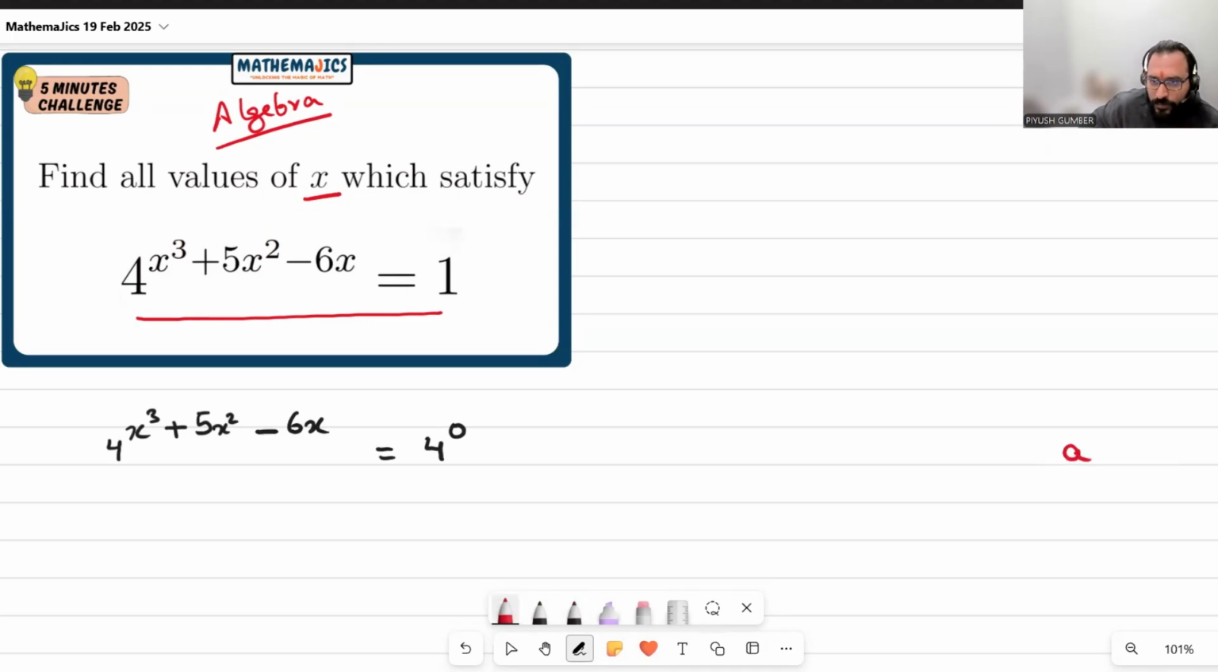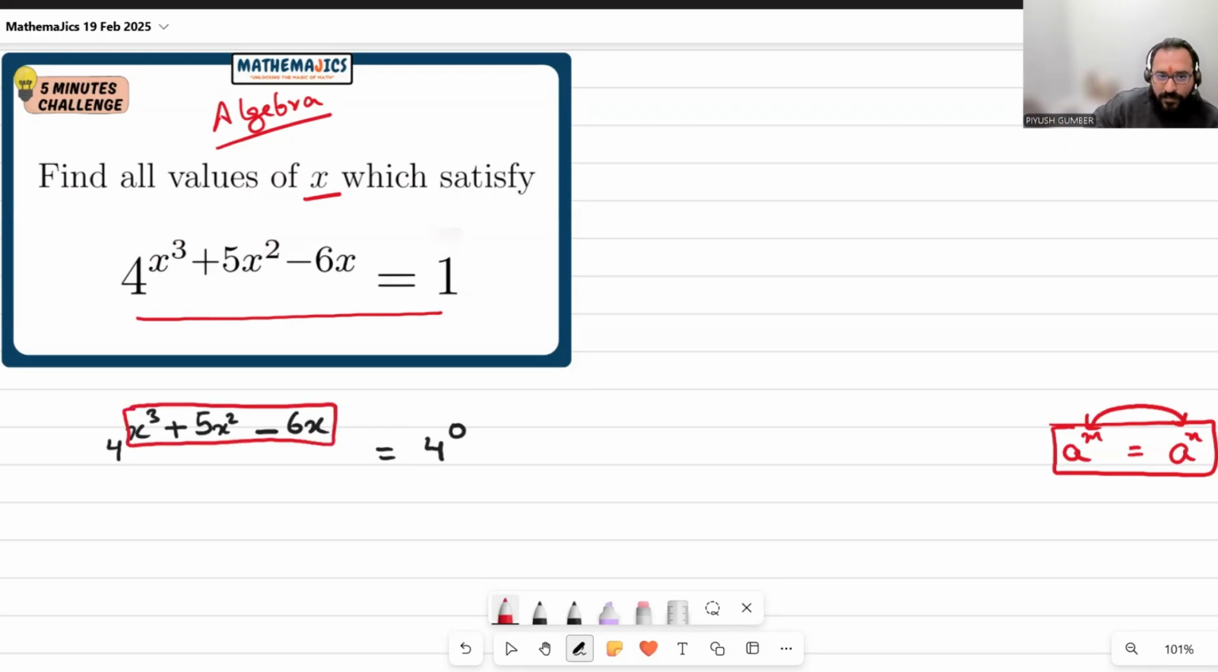Now, according to the rules of exponents, if we have a raised to power m equals to a raised to power n, and here we have bases as same, that is a, and powers are different. So if such a thing happens, the powers should be equal to each other. Then only both the sides of the equations are equal. Yes? So according to this, the power here on the left side and the power here on the right side should be same. Correct? So I will get x cube plus 5x square minus 6x is equals to 0.